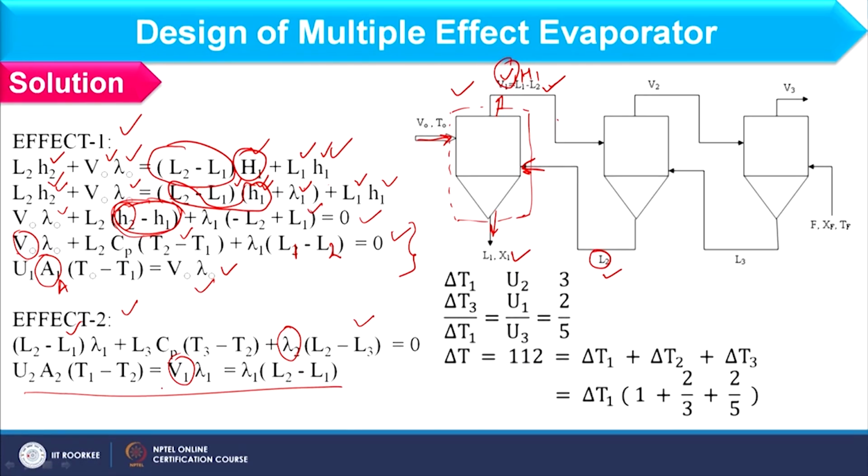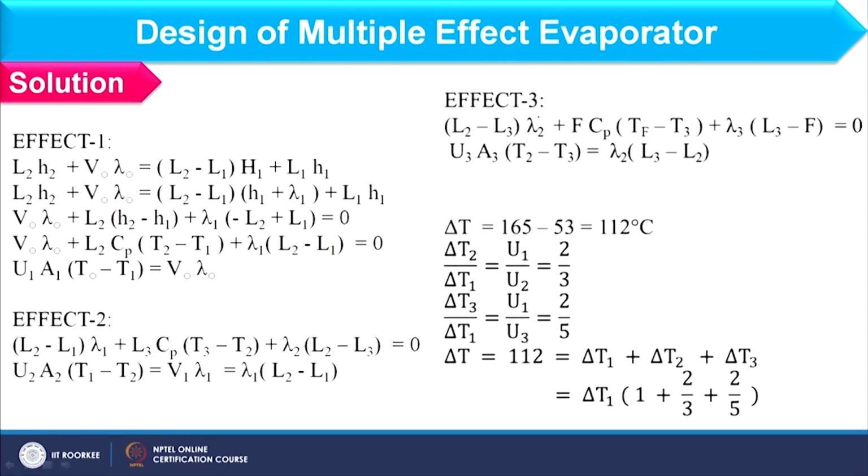So, in this way we can consider equation for second effect, and similarly we can consider equation for third effect as (L2 minus L3) into lambda 2 plus F Cp (Tf minus T3), because here we have the feed, and similarly lambda 3 (L3 minus F) should be considered, and this is the rate equation, right. So, in this way we can derive the governing equation of all three effects, and now we will start the solution of these equation using Badger-McCabe method.